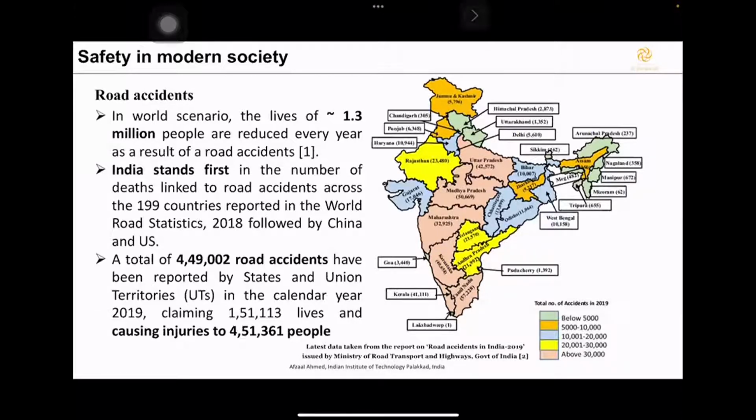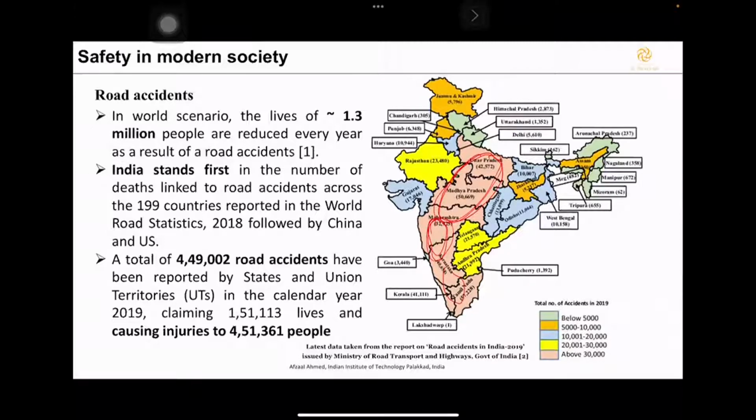As you can see here in the graph, I hope I am audible to the audience. Yes, Afzaal. Yes, please. Thank you, Subbu. If you can see the map, the Indian map, the peach color. I hope you can see the markings on the slide as well, Subbu. Yes, thank you.